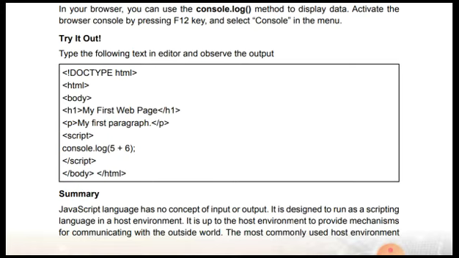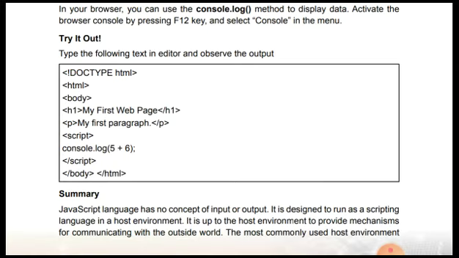Within the script tag we will write console.log, and whatever value you want to display, we pass as a parameter to this function. For example, we pass the expression 5 plus 6 within the parentheses of console.log. This 5 plus 6 will be evaluated to 11, and then this value will be printed on your browser console. This is a very simple example. So here we have learned 4 methods of displaying or outputting values on the screen using JavaScript functions.